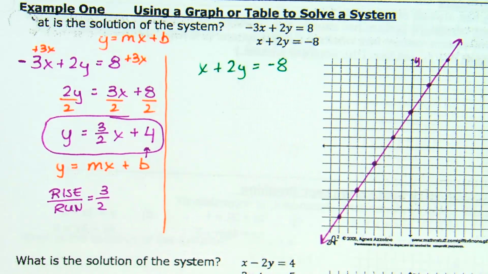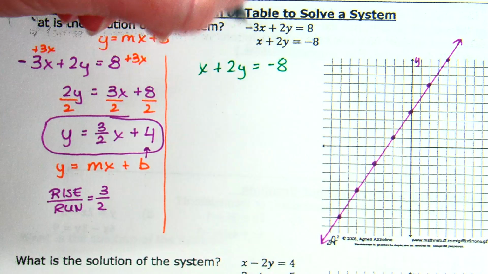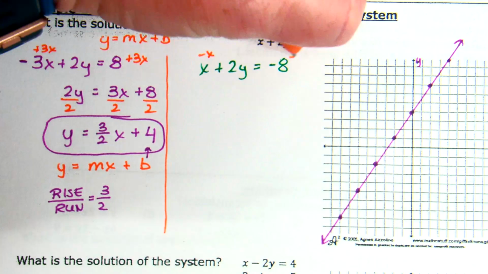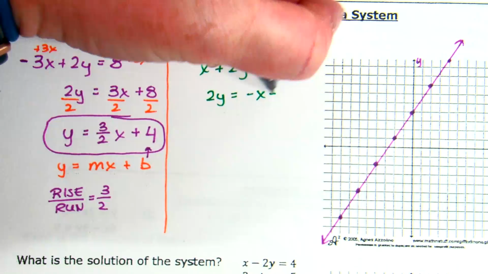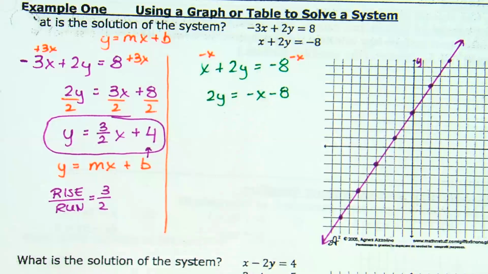Okay, we need this positive x term to move, so we're going to subtract x. If I subtract x on the left, we're subtracting x on the right. So now 2y equals, okay, I would write it as negative x minus 8. But if you wrote negative 8 minus x, that's fine, as long as 8 and x are both negative, yes? Am I ready to graph?